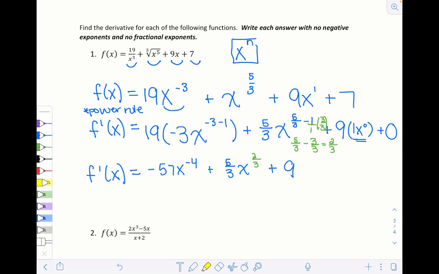Actually, before I highlight this and say it's the final answer, I want to mention that at least the instructions given here are to write it with no negative exponents and no fractional exponents. So basically this means it's kind of converting it back to that form that it was originally in. So I'm going to go ahead and do that as the last step.